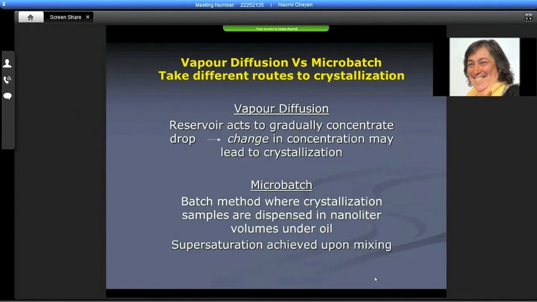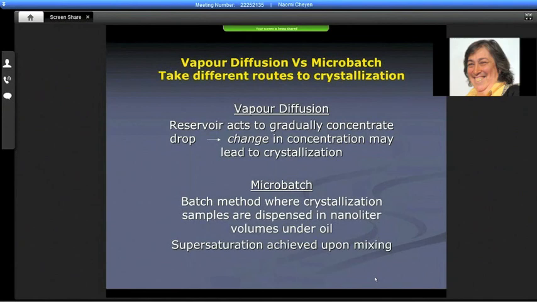So the difference between vapor diffusion and microbatch is really the different routes that they take to crystallization. Those of you who have watched the first webinar, I showed that the different methods take different routes to arrive through the nucleation and growth stages. And vapor diffusion is a dynamic system where the reservoir acts to gradually concentrate the drop, and it is a change in concentration that may lead to crystallization.